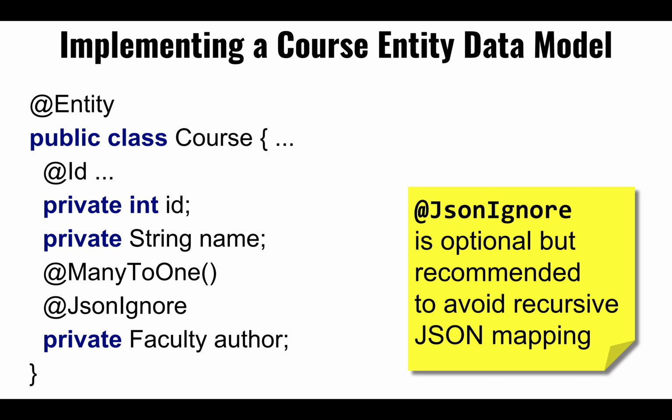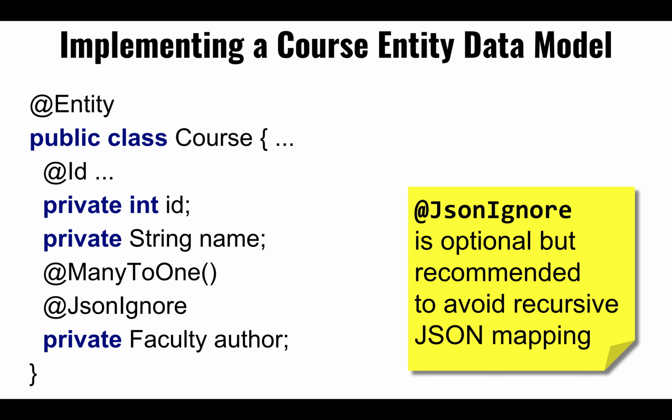So what we do here is that we stop it. We tell the JSON conversion to stop. Ignore this field. Don't continue trying to convert this, right? So that's what the JSON ignore is there for.